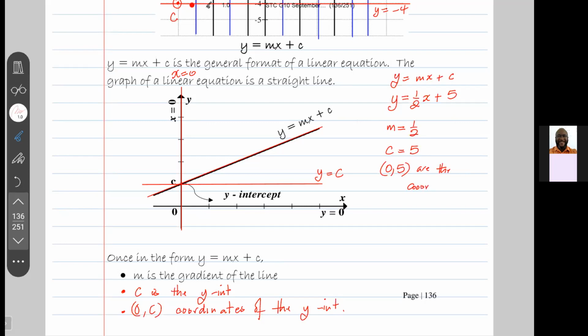All right, too many O's. Coordinates of the y-intercept.